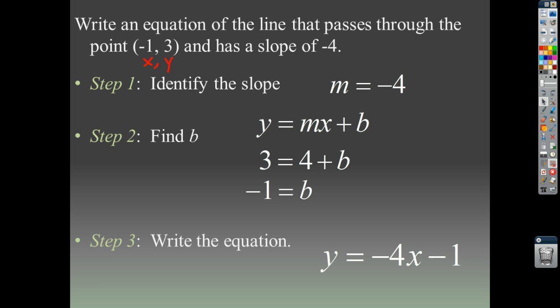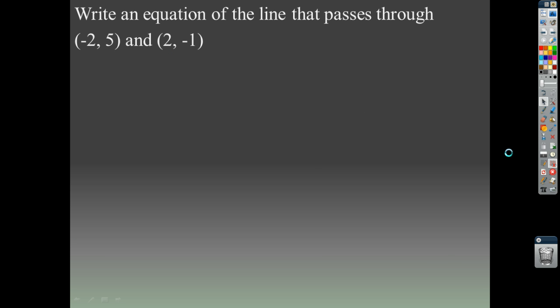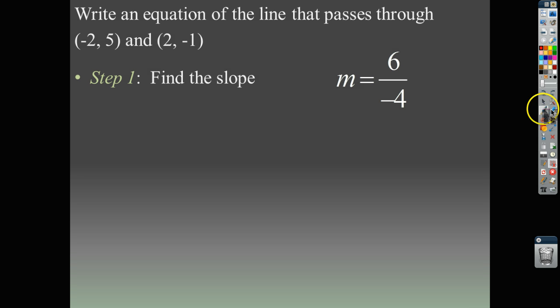That's pretty much all there is to it. So let's try another one. Find an equation of the line that passes through these 2 points, (-2, 5) and (2, -1). First, let's find the slope. In this case, we know that the slope is 6 over -4.